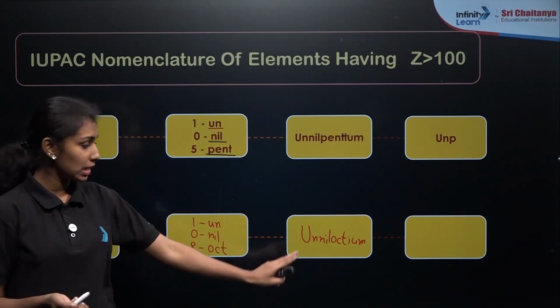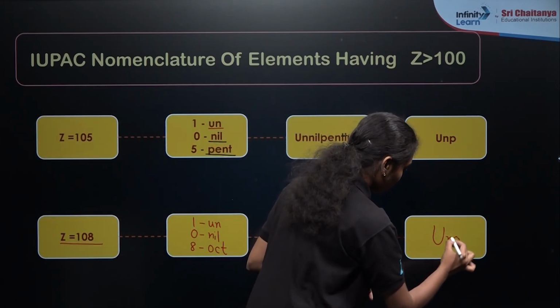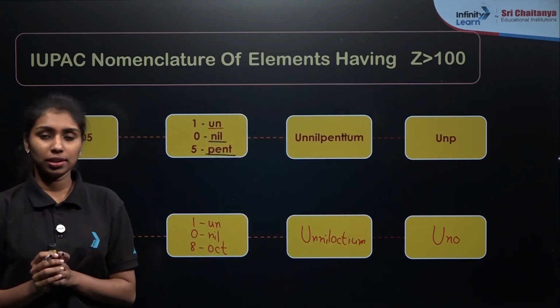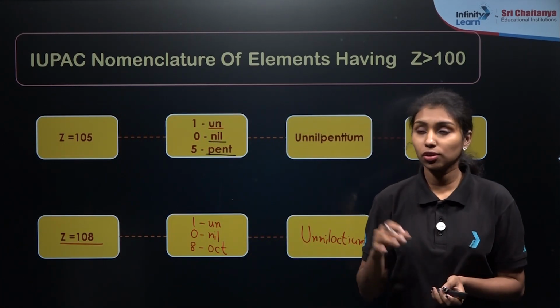So what will be the symbol? It will be Uno, right? Uno according to the IUPAC naming. Is that clear? Okay, this is a major part we have discussed in the nomenclature of the elements.